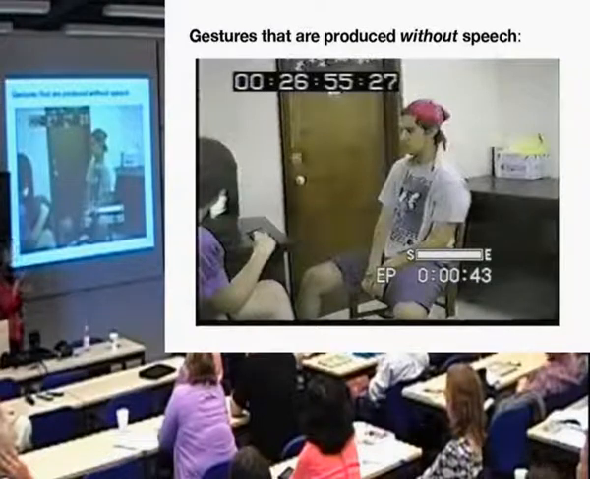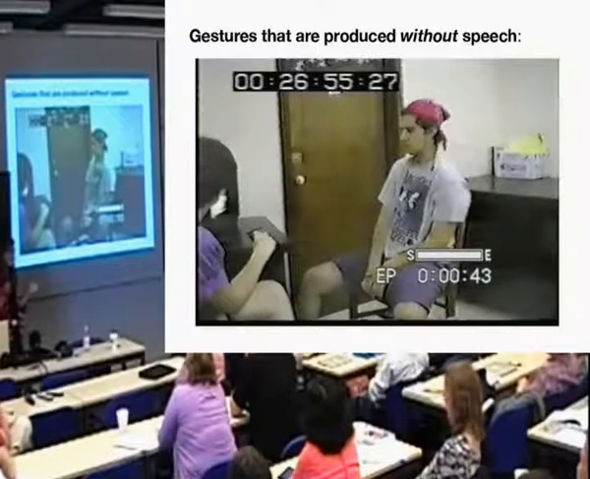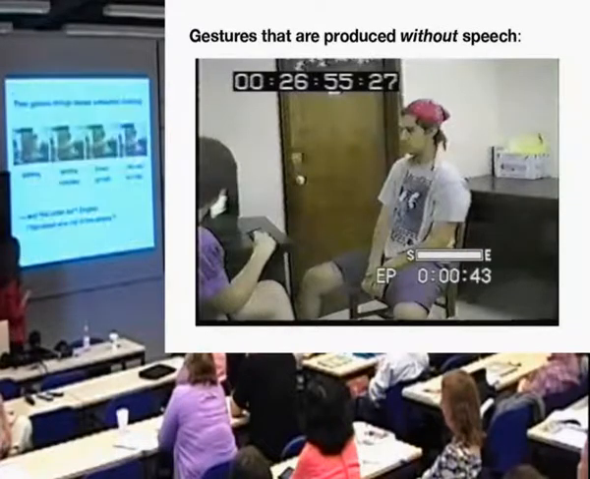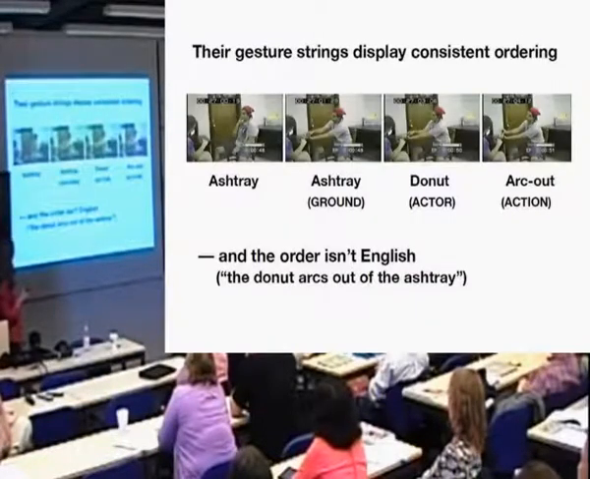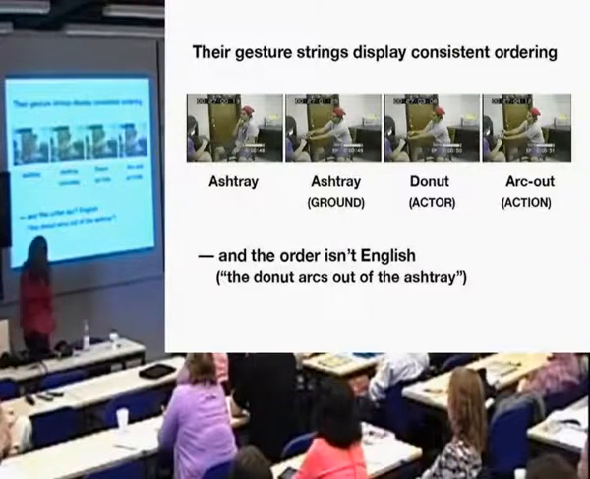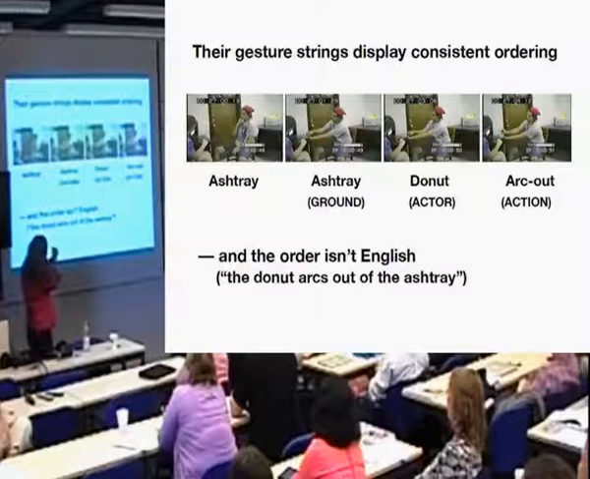All of a sudden, his gestures were really easy to code. They're very crisp. It's very easy to sort of slice them up and to say whether they're one thing or another. And what's sort of interesting about this is his gestures display a consistent order. In this example, he first does a gesture for the ashtray. And then he does a gesture for the donut, and then he does this arc out thing.